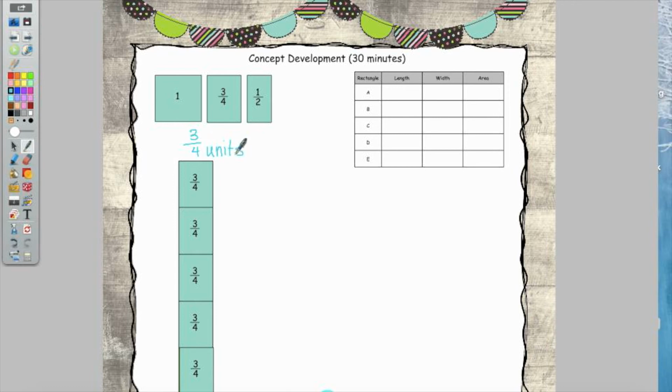So this is 3/4 units. Now, you might see it looking like this on Zearn. And it's actually divided into 3, and each of them says 1/4. Okay? So it might not be grouped together. I was just lazy and I didn't want to drag that many. But it might say 1/4, 1/4, 1/4. So what's on the side? 5 units. Okay, so go ahead and draw this.